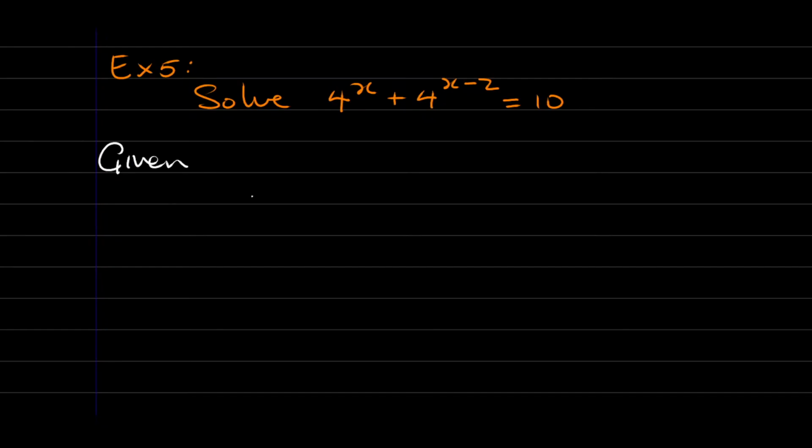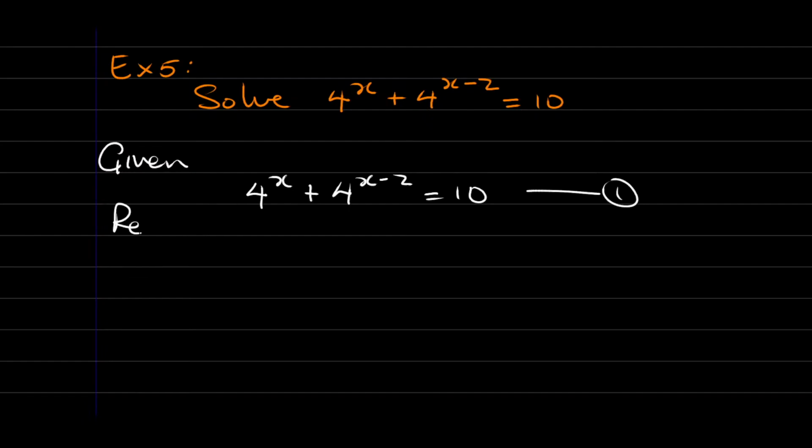Let me give you a really complicated looking one also. Example number 5 that we can do, we can solve 4 to the power of x plus 4 to the power of x minus 2 equal to 10. How does that look? Really complicated, right? So given 4 to the power of x plus 4 to the power of x minus 2 equal to 10.